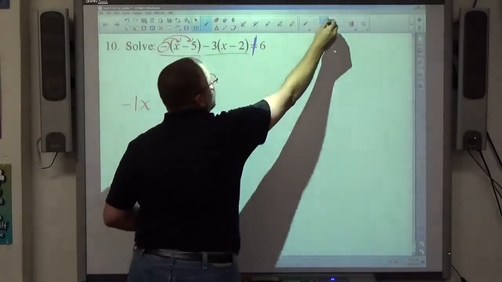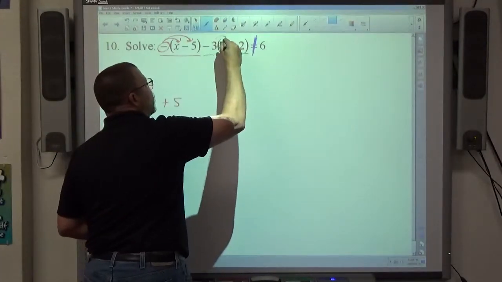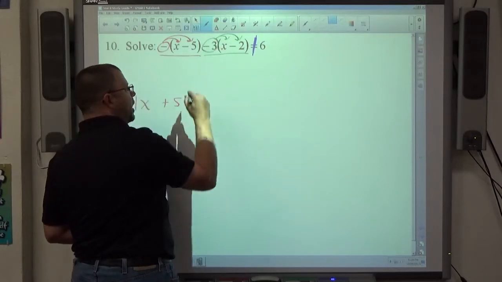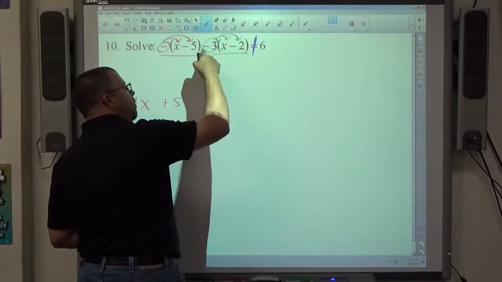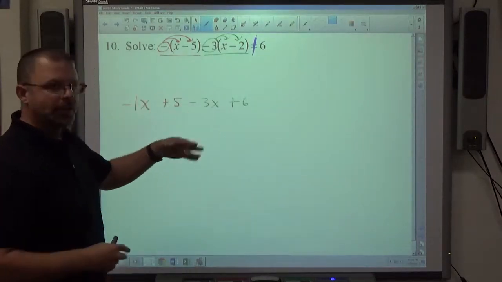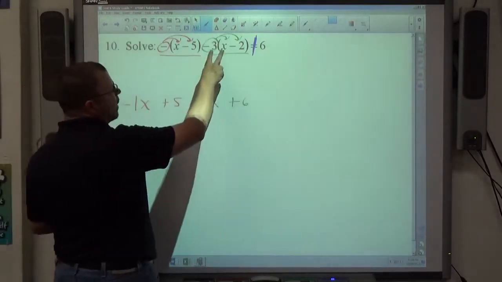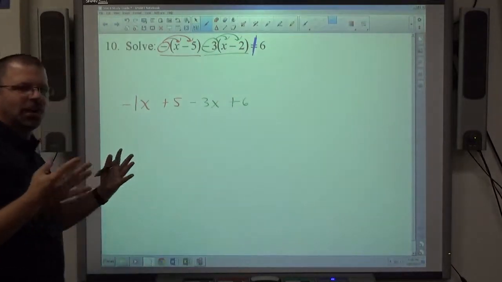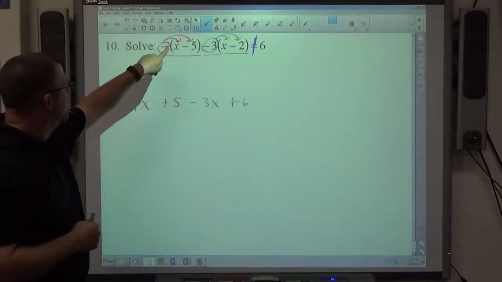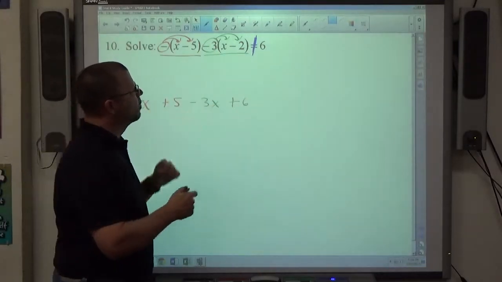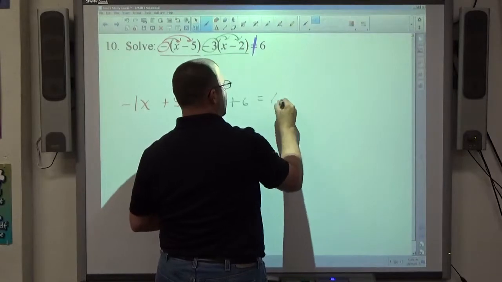And on the green one, this 3 is distributing through that parentheses, but this minus sign is attached to it. So be careful. Minus 3 times x makes minus 3x. Minus 3 and minus 2 make positive 6. I'm making terms, pluses and minuses. So if I get a negative product, that makes a subtraction. If I get a positive product, that makes an addition. It doesn't change things into multiplication. So minus x plus 5 minus 3x plus 6 is what we get out of this side, equals 6.